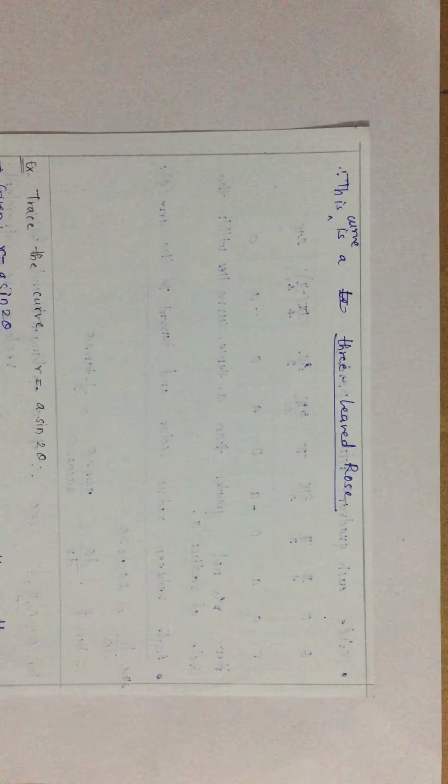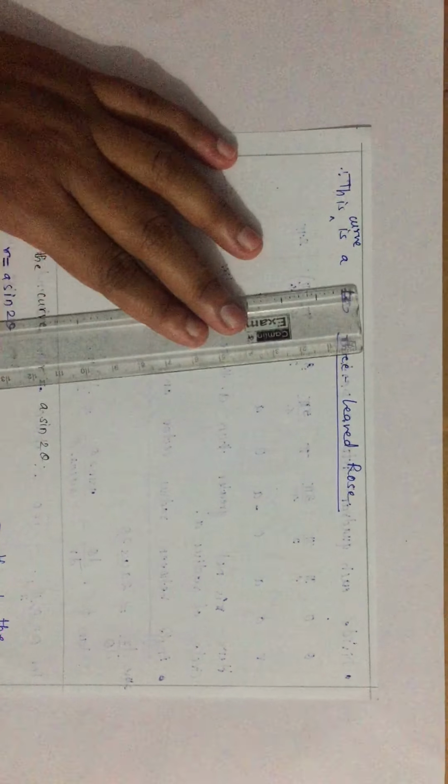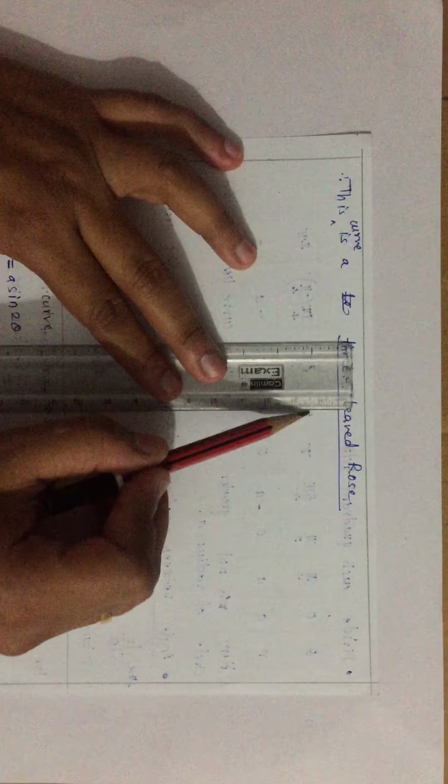Okay, so now we have written down the theory part. We will actually trace the curve. Now to trace, what do we have to do? We need to first divide the quadrants into 3 parts because n is equal to 3.